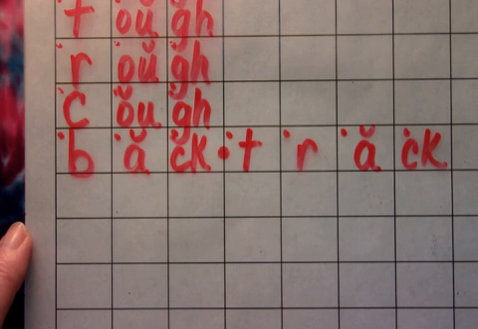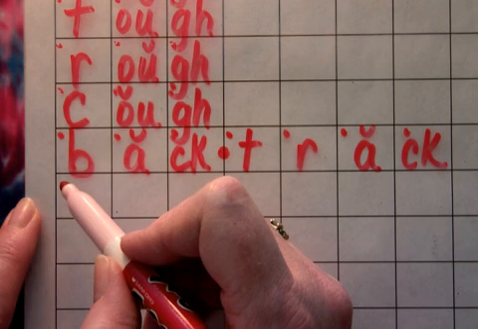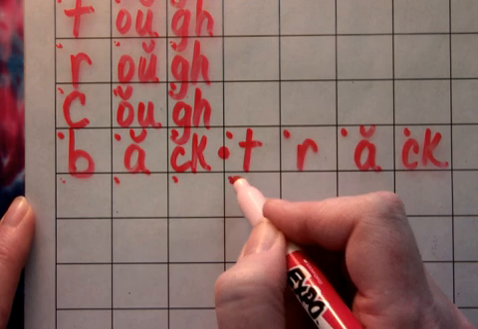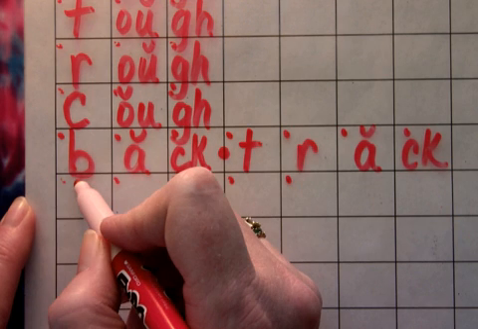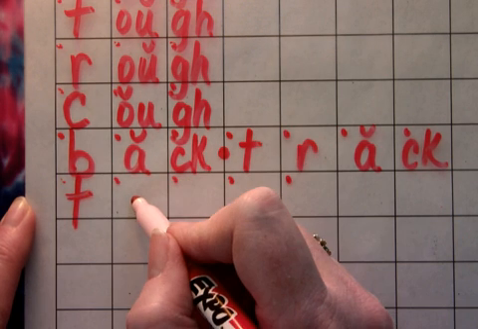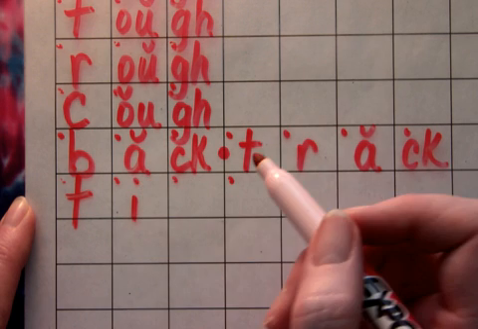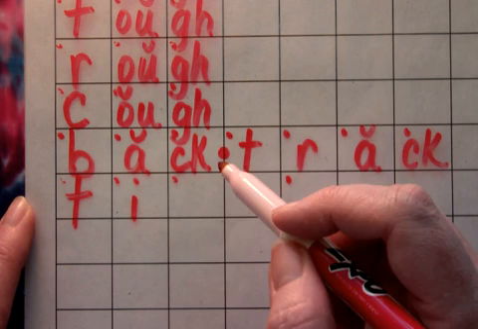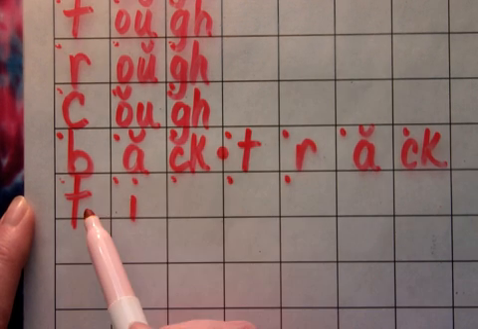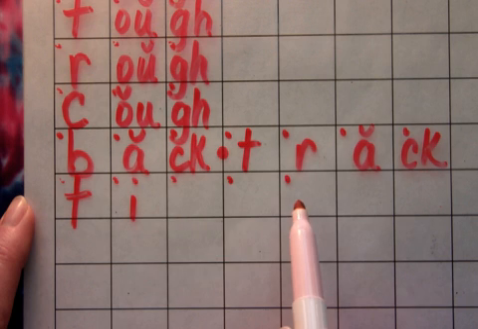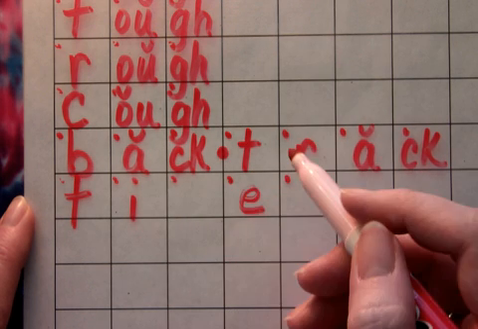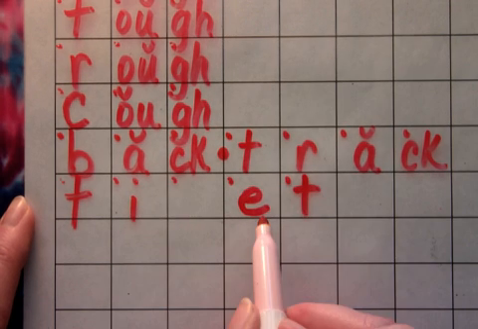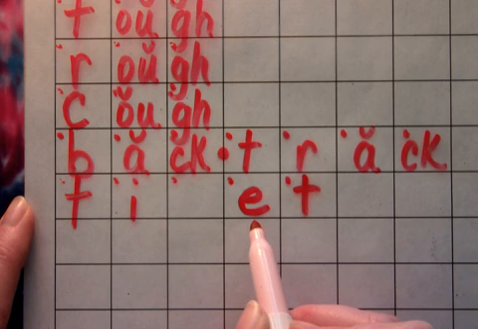The next word is ticket. I bought a ticket to the movie. T, I, k, e, t. I, that's the short I. K. Let's talk about the syllables first. T, ik, it. I've got an I, that's a single short vowel. T. So I've got 2 vowel sounds. That means I've got 2 syllables.